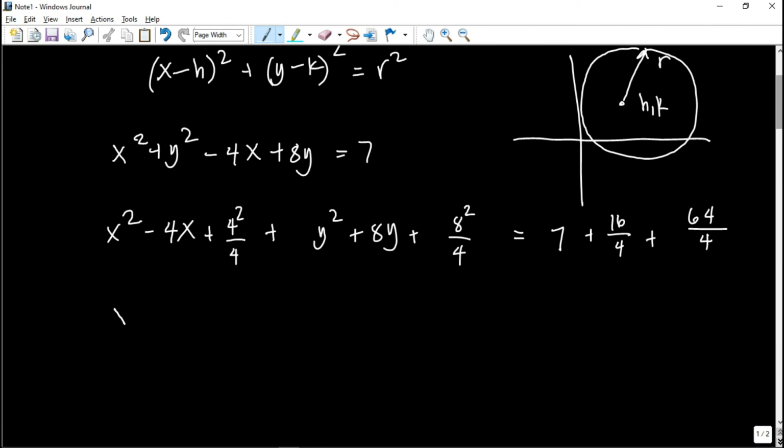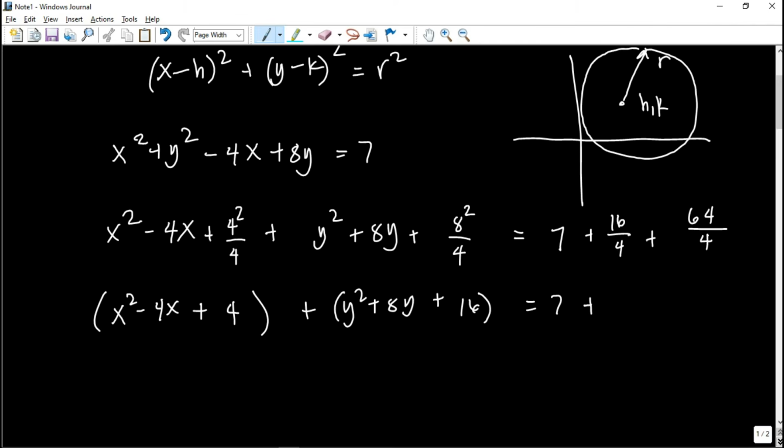So we have here x squared minus 4x plus 16 over 4, that is 4. Let's put parentheses, plus y squared plus 8y plus, guys, 64 divided by 4. That is 16. Then you have here 7 plus 4 plus 16. So this can now be expressed in complete square. So this is x, and this is minus here, so this is minus also. What is the square root of 4? That is 2. So this is 2 here.